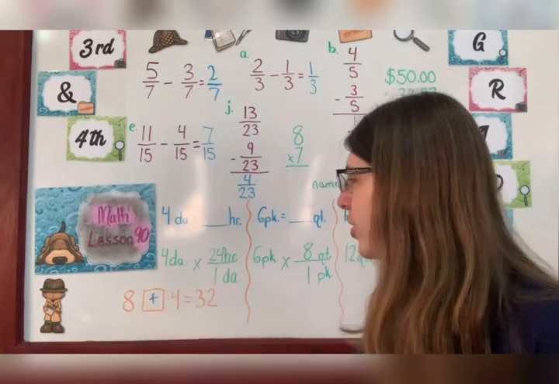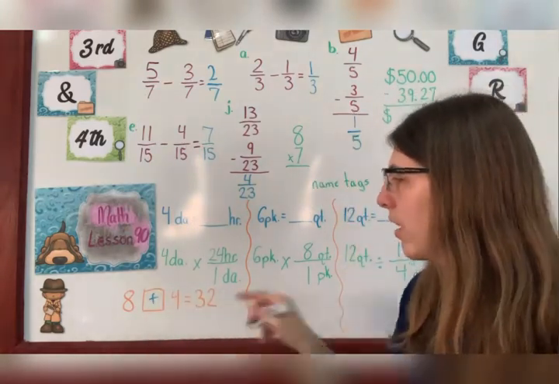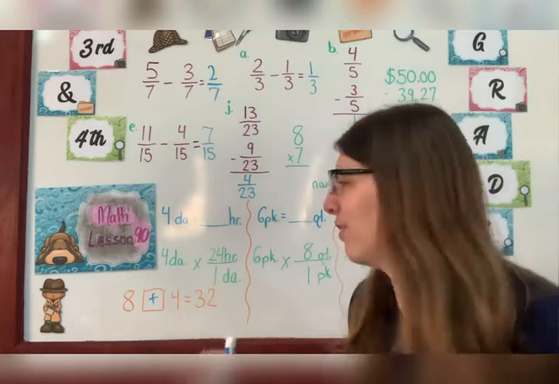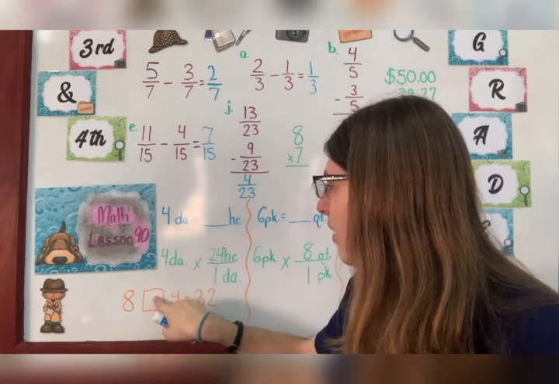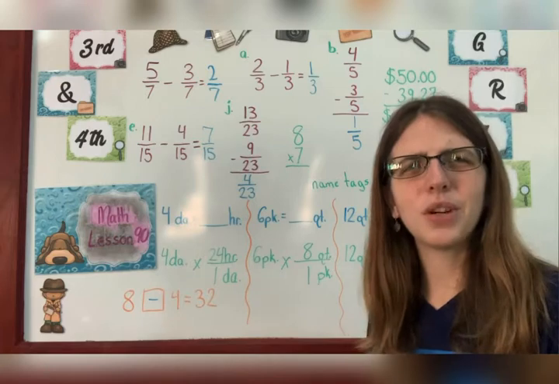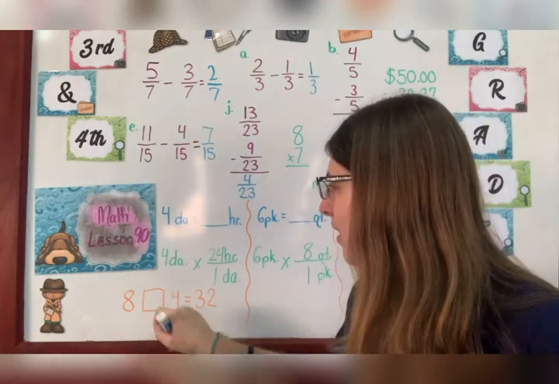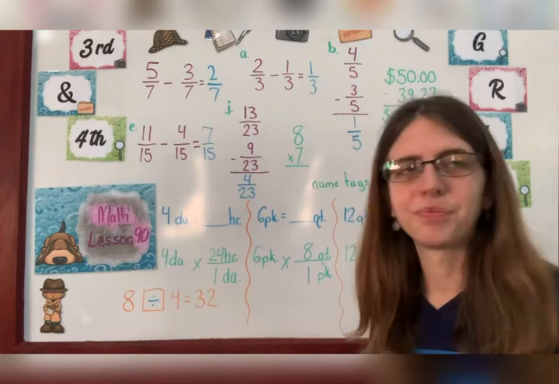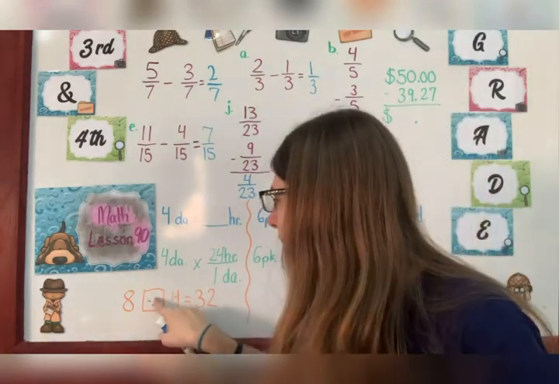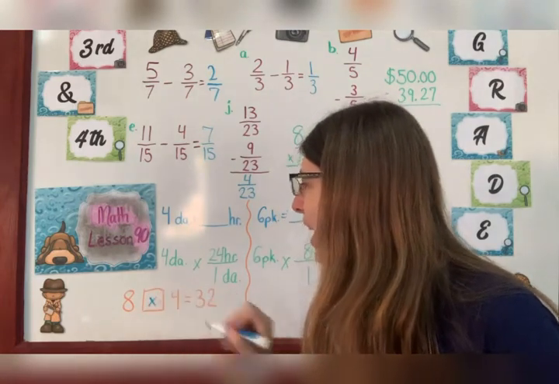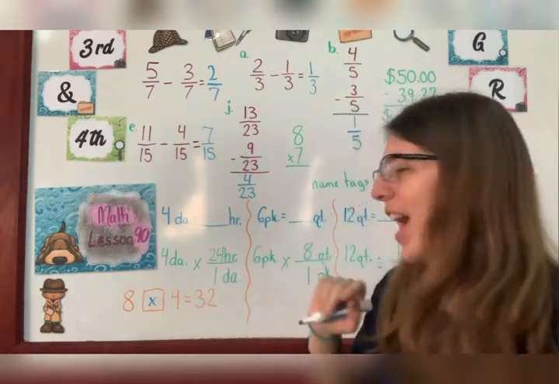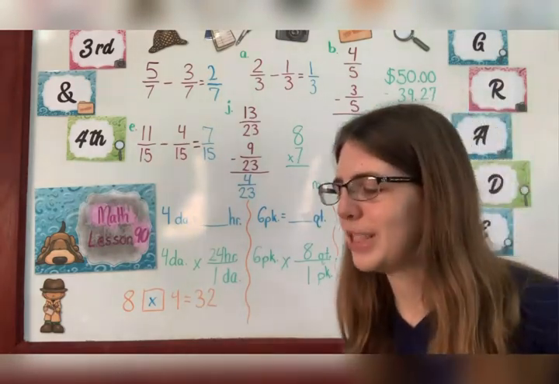What if I put addition? 8 plus 4 equals 32. Is that true? No, 8 plus 4 is 12. So nope, it's not plus. How about 8 minus 4? No, 8 minus 4 is 4. So nope, it's not minus. How about divided by 4? 8 divided by 4 is 2. So nope, still not right. How about 8 times 4? 8 times 4 is 32, so that is correct. That's all you have to do to solve these problems.